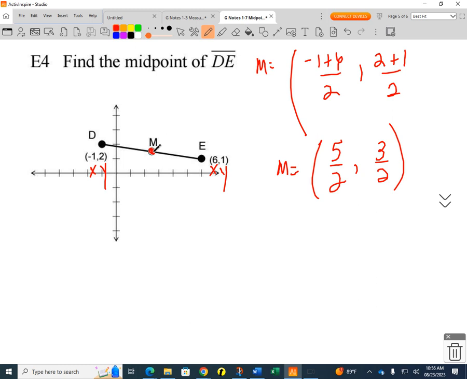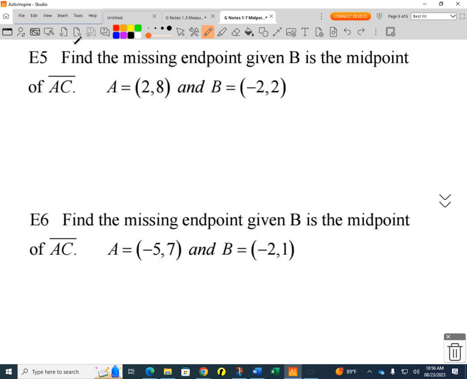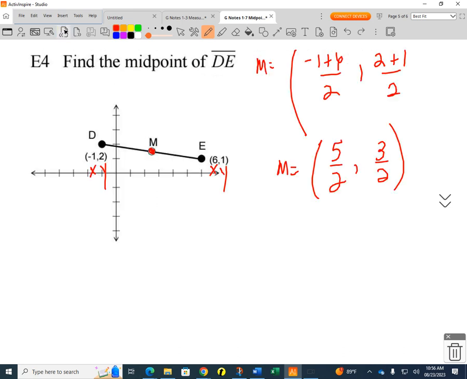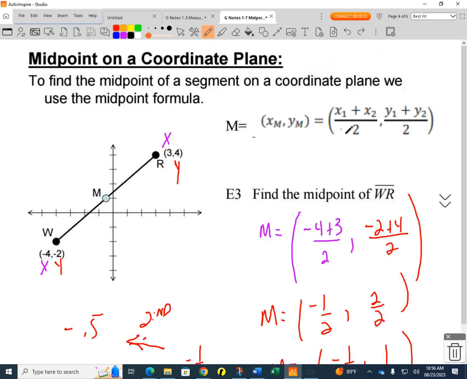Okay. All right, so this one, now we're going to use this formula a little bit different way. I don't know why we don't actually have another spot for notes, but we're going to find the missing endpoint. And when we do that, we have to use the x-coordinate and the y-coordinate separately. So back here, this is the formula for the x-coordinate, right? So this equals xm. This goes with xm, and this goes with ym, or the y-coordinate of the midpoint.